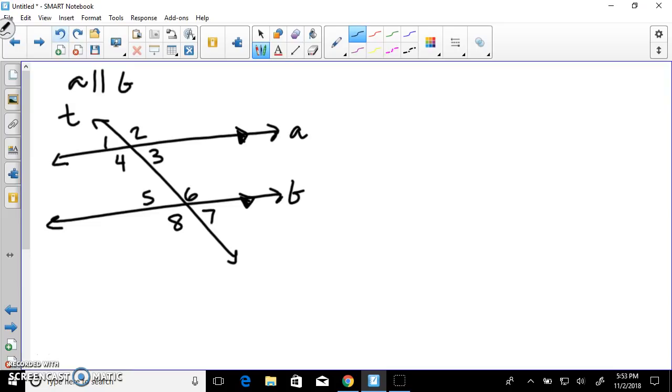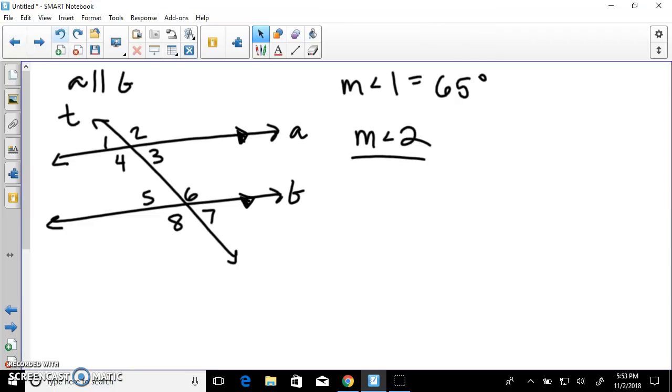Okay. I'm going to tell us that the measure of angle 1 is equal to 65 degrees. And then using just that one angle, we're going to be able to find the measures of all of the additional angles. So let's say I'm looking for the measure of angle 2, and so on. So let's just start with the measure of angle 2. Well, let's look at where they are. I have angle 1 and then angle 2.